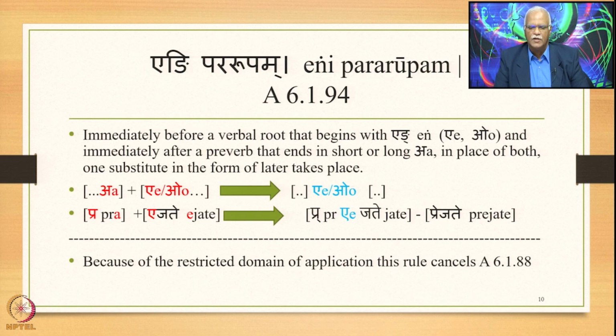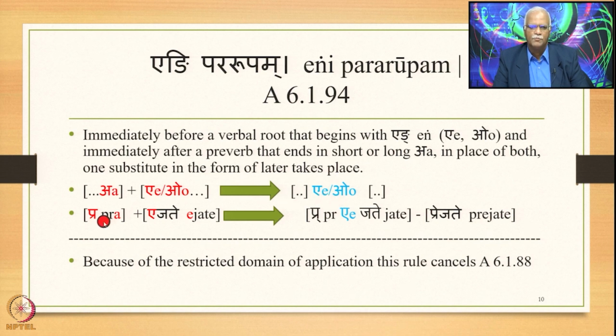I repeat, immediately before a verbal root that begins with Eng and immediately after a preverb that ends in short or long A, in place of both of them, one substitute in the form of the latter, which in this case is Eng, takes place. So if we have a preverb ending in A, followed by a verbal root which begins with A or O, then 6.194 applies and the output generated is A and O in place of A plus A and O.